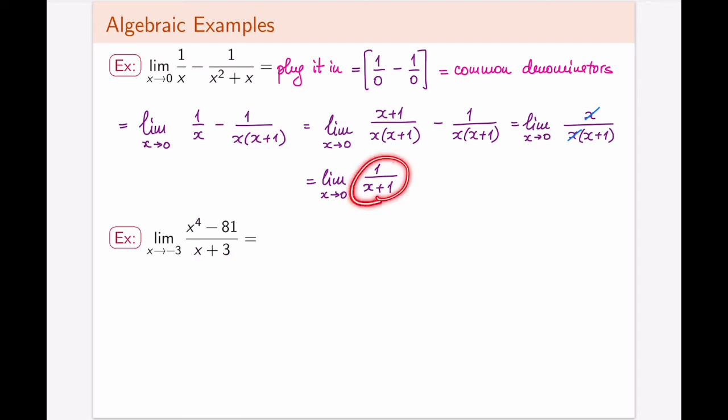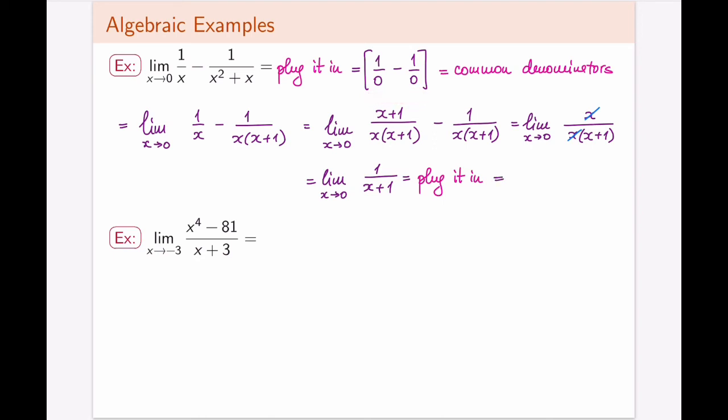Well, this fraction, this function, is essentially as simple as it can get involving x. So there are no obvious simplifications at this point. So the next thing to try is to, once again, plug it in, and see if I've managed to get rid of the problem that caused me not to be able to simply evaluate the limit in the first place.